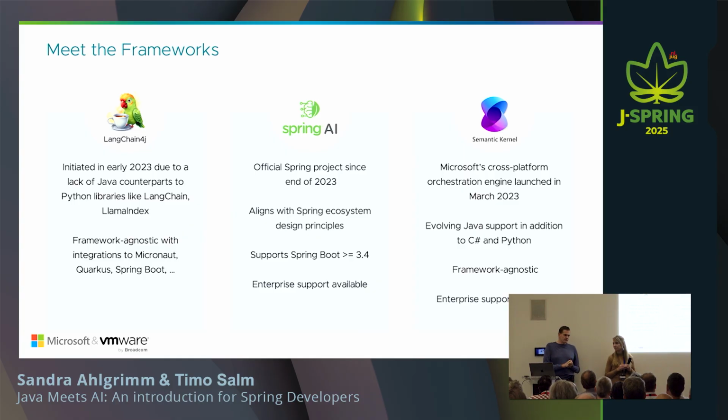And then we have, last but not least, Semantic Kernel as an example. That's a cross-platform framework from Microsoft, available for Python, C#, and also Java. The Java support is evolving, which means that it's not yet that feature-rich, but it's getting better and better. And it's also framework agnostic. So we have two frameworks that are framework agnostic, and one, Spring AI, which is really focused on Spring only. And for Semantic Kernel, there's also enterprise support available.